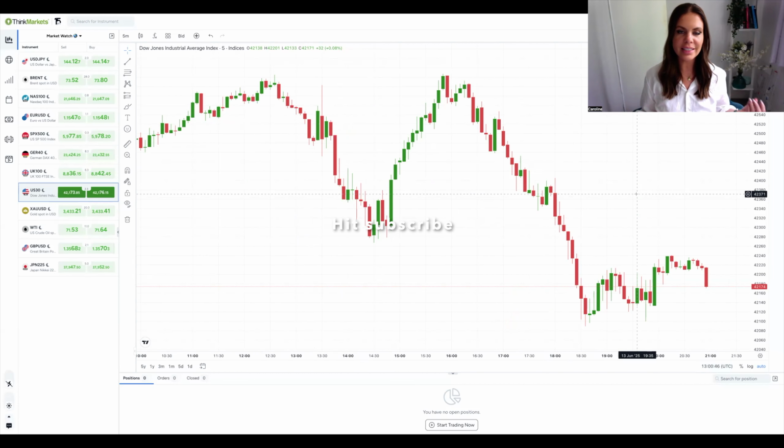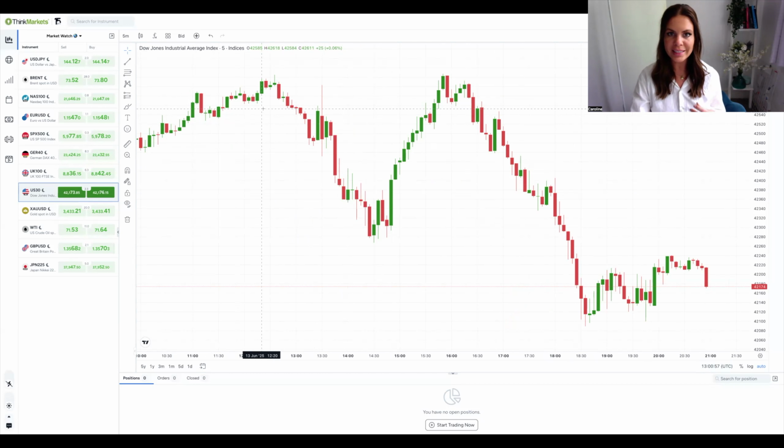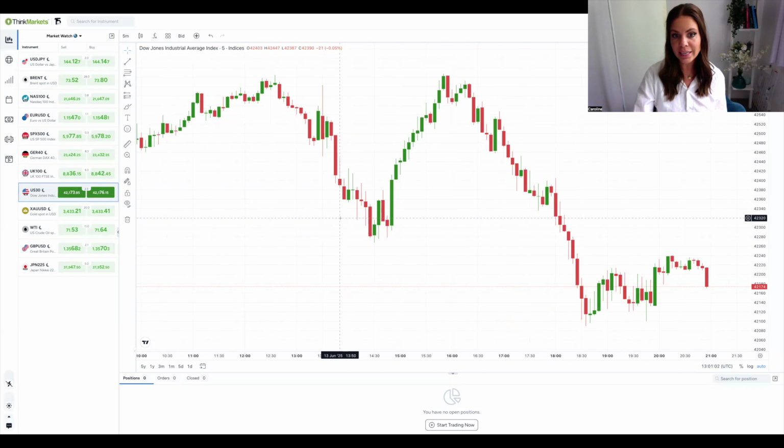So we're on Thinkmarkets. This is where I do my technical analysis, and we're looking at the US 30 on the 5-minute chart. A reversal trade is when the market's going from a downtrend to an uptrend and you're trying to get a buy position as it turns, or it's going from an uptrend to a downtrend and you're trying to get a sell position as it turns.